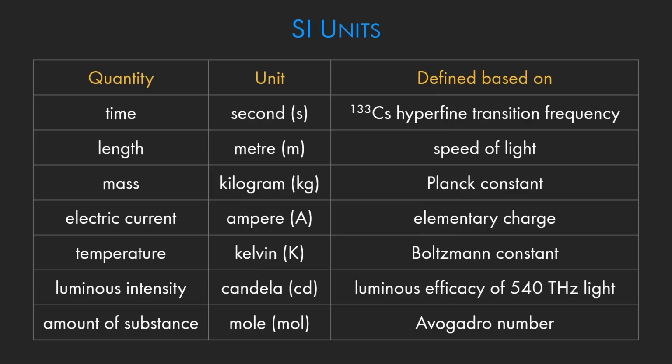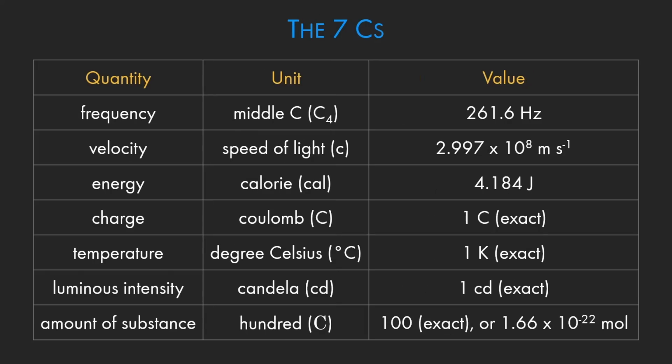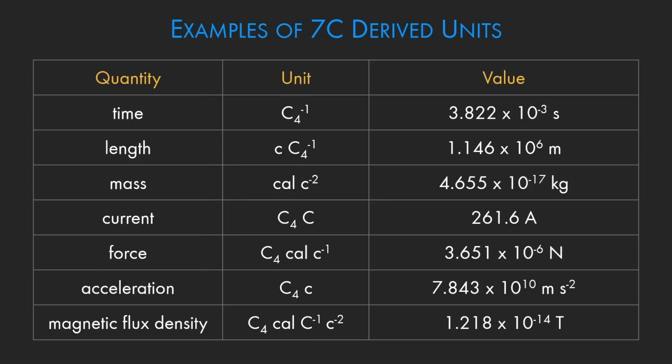However, it's not the only approach you can take. For instance, there was this joke proposal made by Jan Measley a couple of years ago, which I highly recommend you watch, where everything is derived not from time, length and mass, but from frequency, velocity and energy, the joke being that all the base units can be represented by some variation on the letter C.